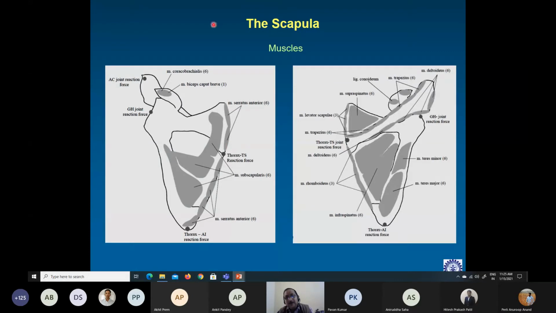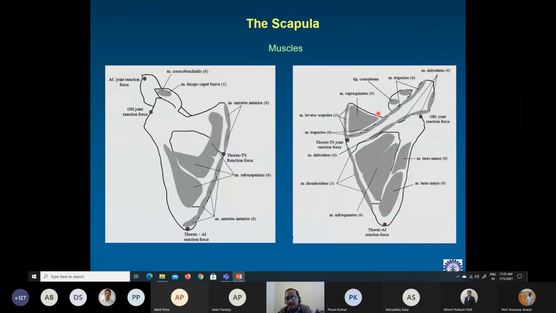Okay. And you have also other muscles like coracobrachialis. You have muscle biceps caput brevi. You can see the biceps caput brevi has one line of force, so it is not a very distributed muscle. Whereas muscle coracobrachialis has 6 lines of force.